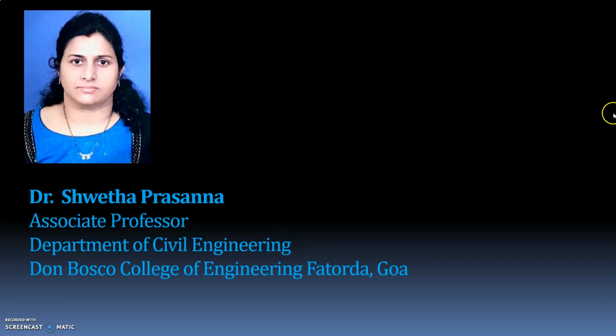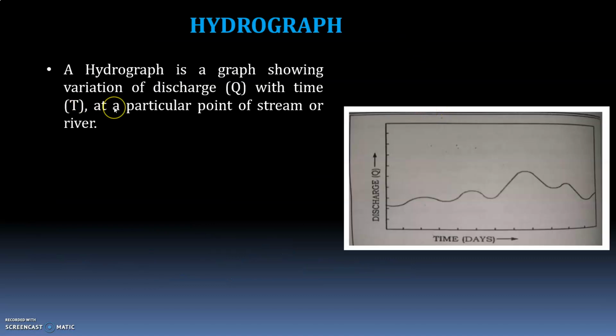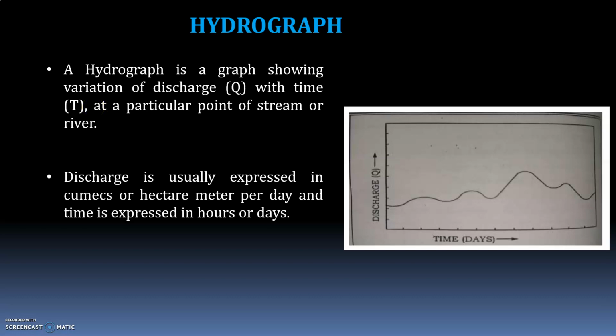Hello, my dear students. Today, let us discuss a hydrograph. A hydrograph is a graph showing variation of discharge with time at a particular point of a stream. It shows the time distribution of total runoff at the point of measurement.